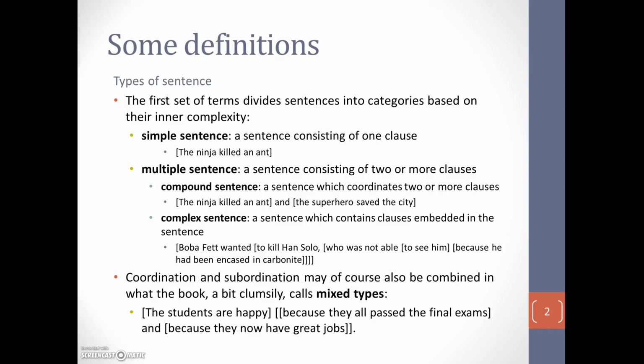But obviously, we can also have both coordination and subordination inside one sentence. So here we get what the book calls a mixed type, which is possibly not the best term. So here we have examples of both coordination, with and. So that's a compound there. But we can also see here that we have clauses inside one another. So this is an example of this mixed type.